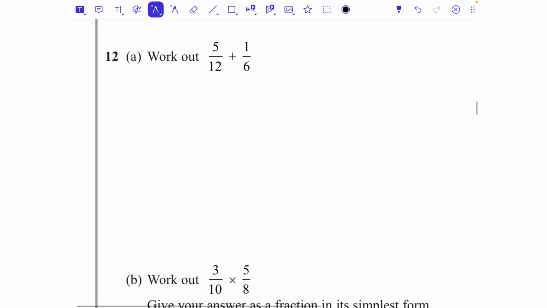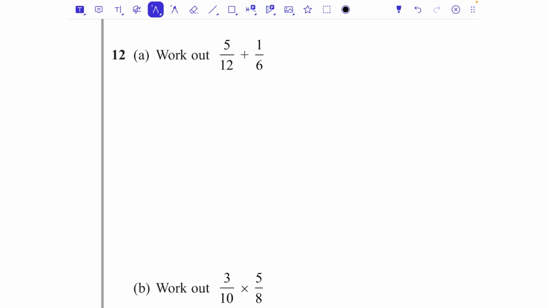Question number 12A. Now I think it'd be daft to walk into the non-calculator exam and not expect to have fraction arithmetic. It's there almost every year. So when we're adding and subtracting fractions, we need to make the denominators the same. So for these fractions, I'm going to make them both out of 12.